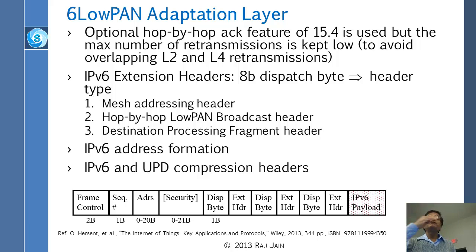Because more than that is a waste of time. The upper layer will retransmit, so they allow retransmission, but only a small number, like 2 or 3. The second thing they do is the headers. They have 3 new extension headers called the mesh addressing header, hop by hop, broadcast, and destination processing.